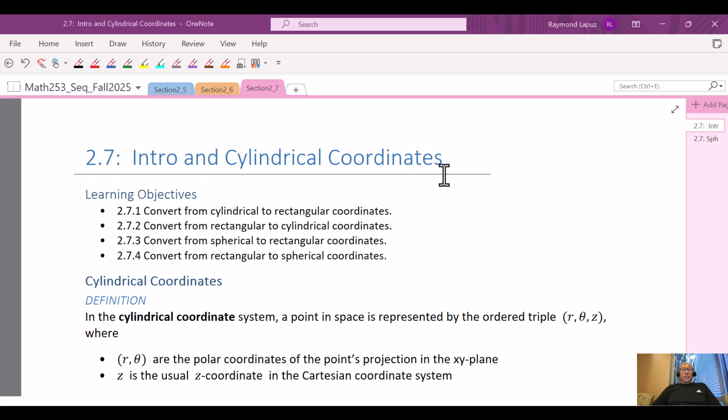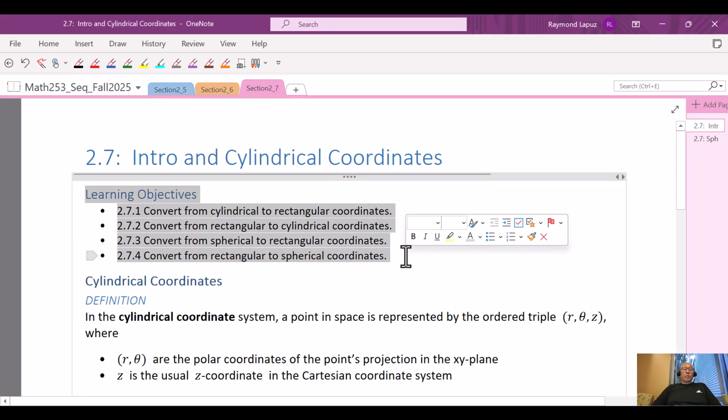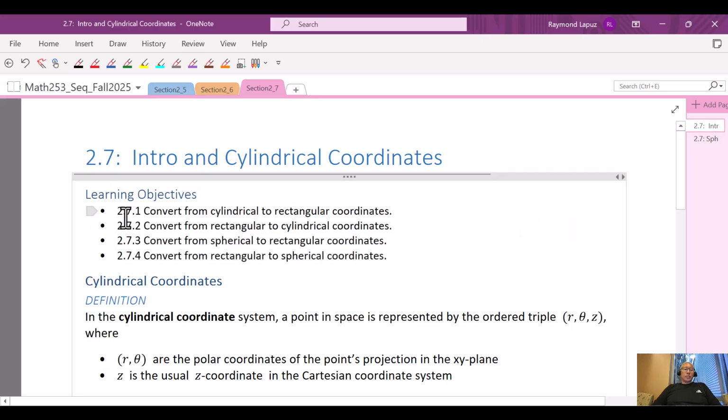In this first video, we will be looking at an introduction to cylindrical coordinates. So the overall objectives for the whole chapter talks about going back and forth from cylindrical coordinates to rectangular and spherical coordinates to rectangular. And of course, there's going to be a bridge between cylindrical and spherical coordinates, but we'll worry about that in the next video in the second half of this section. So for now, our focus would be spherical coordinates. So let's define spherical coordinates.